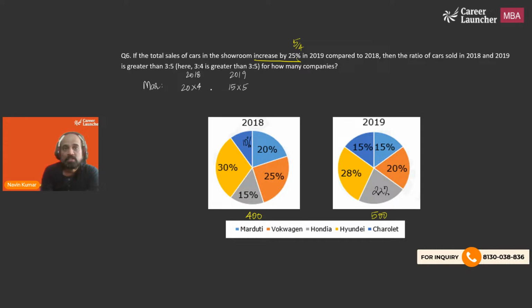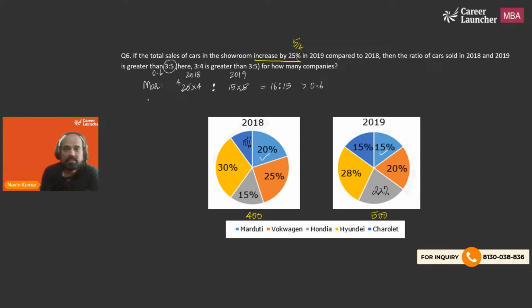We are asked the ratio, right? So if we solve this, we are going to have 80 is to 75, which is 16 is to 15. Now 3 is to 5 is basically 0.6. This is definitely more than 0.6. So we do have Maruti. Now, once we know what kind of calculation we are doing here, we can quickly do the same calculation for others. We do not need the explanation again.